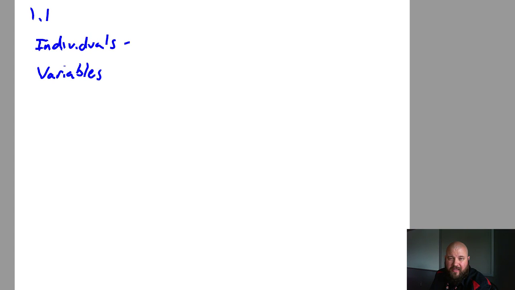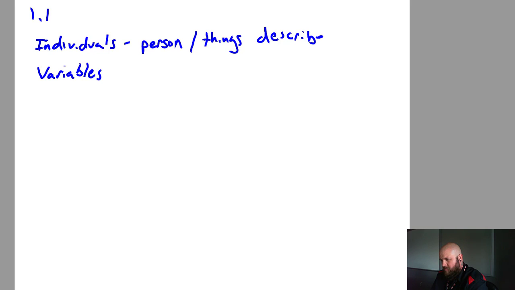Alright guys, so we're going to start with lesson 1.1 here. And with that, we're going to go into our individuals and variables. This is the first two things we're going to talk about, right? So when we're talking about a set of data, the individuals are labeled as person or things. Alright, person or things described in that data set.